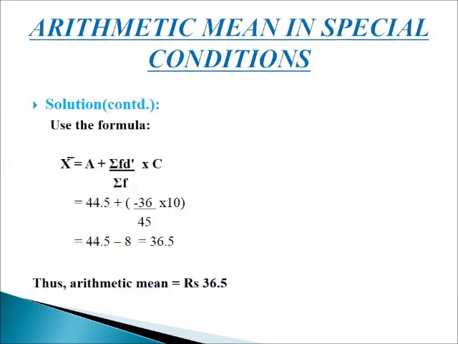Now we will use the formula, that is arithmetic mean of the series equals assumed mean plus sigma FD dash divided by sigma F multiplied by class interval. In place of assumed mean, we will write 44.5 plus sigma FD dash we got minus 36, sigma F we got 45, and class interval is 10. After putting the values, we will get 36.5. Thus, arithmetic mean equals rupees 36.5. This is how we will calculate arithmetic mean in inclusive series.